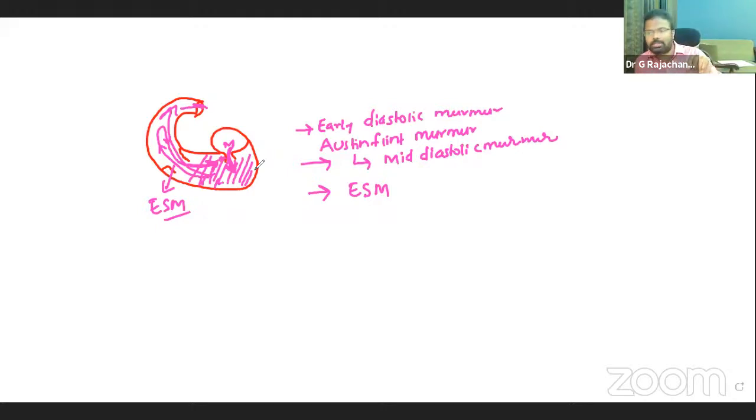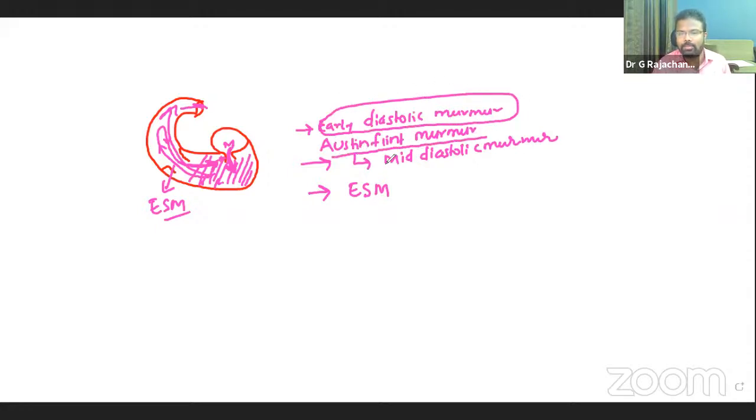One is an early diastolic murmur. The actual murmur of aortic regurgitation is an early diastolic murmur. Sometimes Austin Flint murmur also is seen. I told you that is because the anterior valve leaflet is being hit on both sides because of 2 jets of blood. And then there is also something called an ejection systolic murmur.